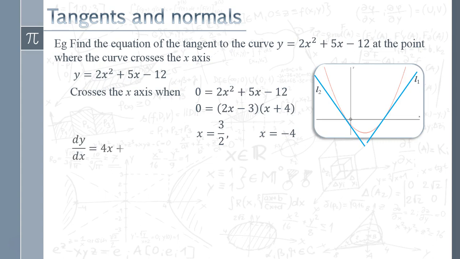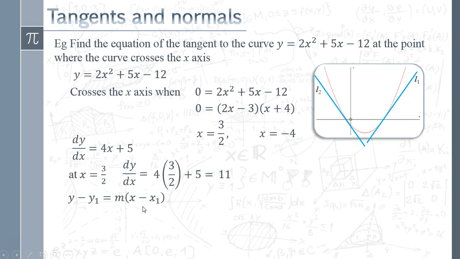So what we need now is the gradient. So there's our gradient function. A very straightforward job to differentiate that one. And so what we're going to have to do now is just take these values and put them into our gradient function, and then we're going to get the gradient of L1 and the gradient of L2. So when x is 3/2, dy/dx is that, which is 11.